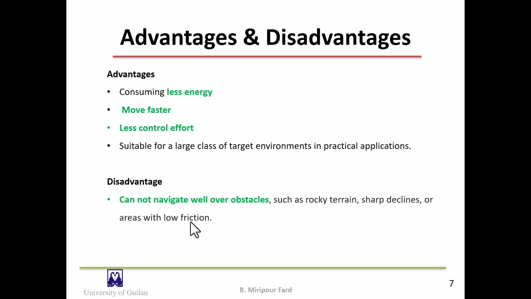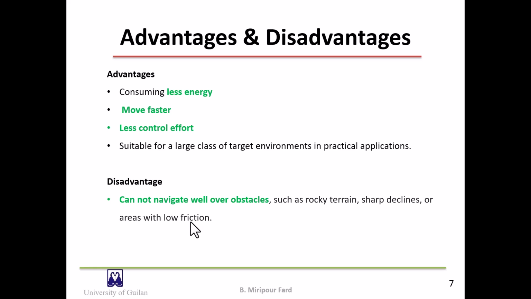Generally, wheeled robots consume less energy and move faster than other locomotion mechanisms, for example, legged robots or tracked vehicles. From the viewpoint of control, less control effort is required owing to their simple mechanisms and reduced stability problems. Also, it is difficult to overcome rough terrain or uneven ground conditions.